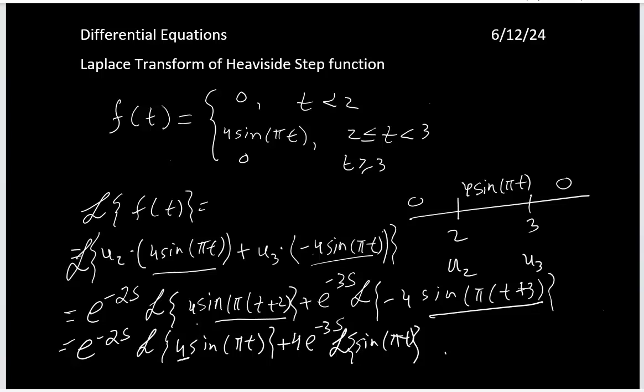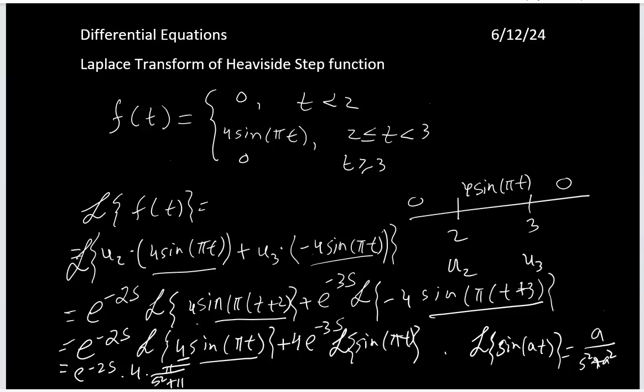Okay, now we remember the basic formula for the Laplace transform of sine at, which is a over s squared plus a squared, right? That's the Laplace transform of sine at. So we'll be applying this one to get our final answer. So we get e to the negative 2s. You can keep your 4, and then sine pi t gives you pi over s squared plus pi squared, plus 4 e to the negative 3s, and then sine pi t again gives you pi over s squared plus pi squared, and we are done.